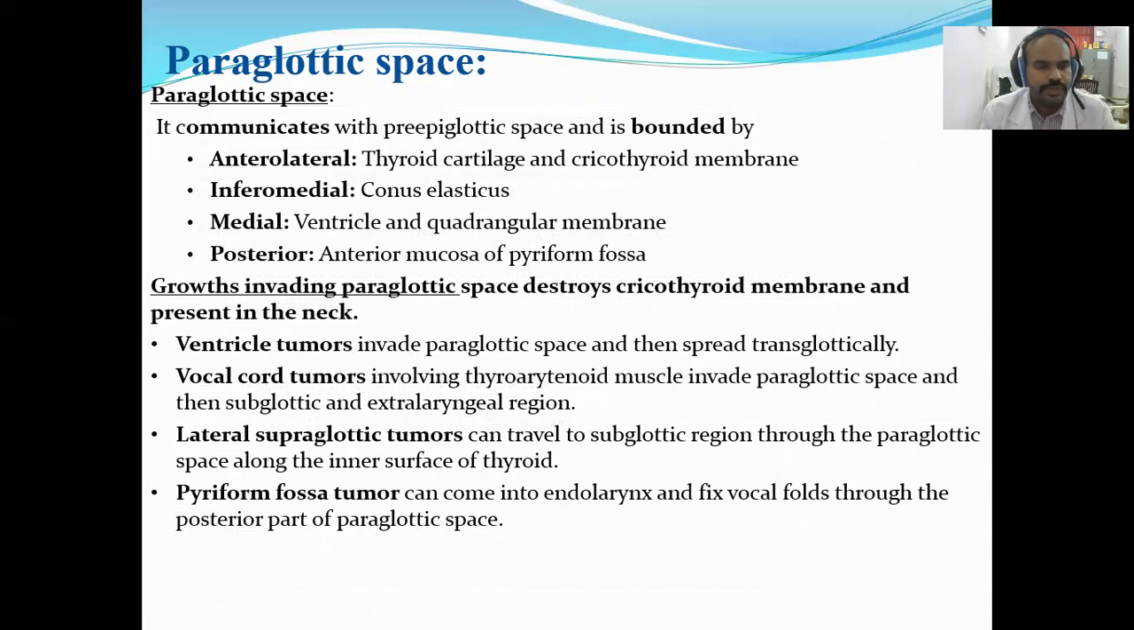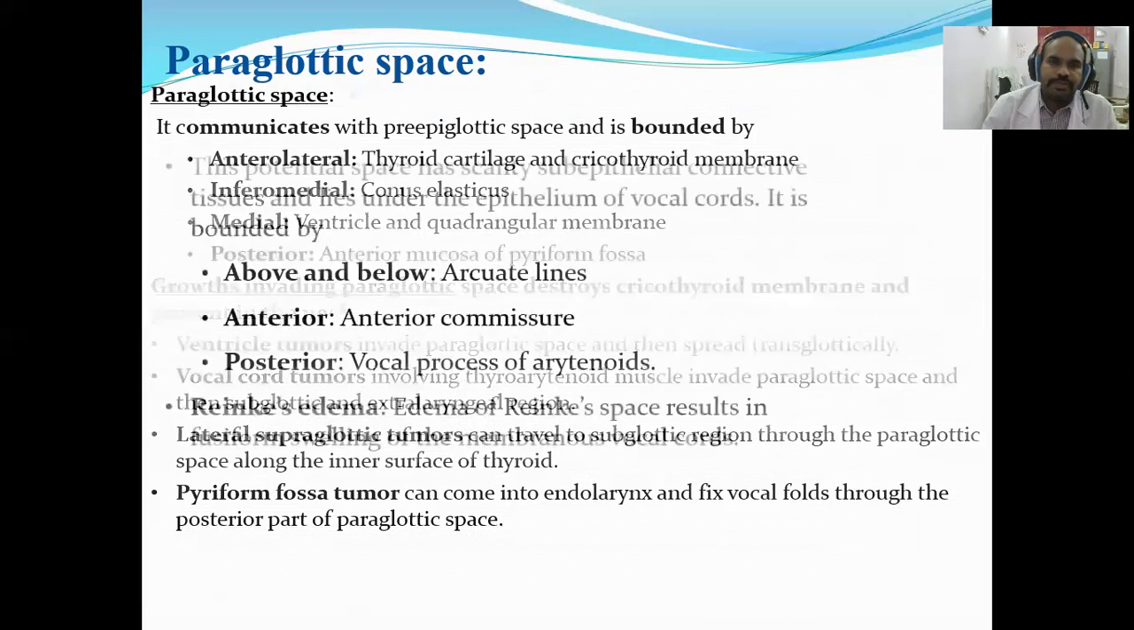Okay. So growths invading the paraglottic space destroy the cricothyroid membrane and are then present in the neck. Ventricle tumors in the paraglottic space then spread transglottically. Vocal cord tumors involving the thyroarytenoid muscle invade the paraglottic space and then go into the subglottic and the extralaryngeal region. Lateral supraglottic tumors can travel to the subglottic region through the paraglottic space. Pyriform fossa tumors can come into the larynx and fix the vocal cords to the posterior part of the paraglottic space. This is the very important applied aspect over here.